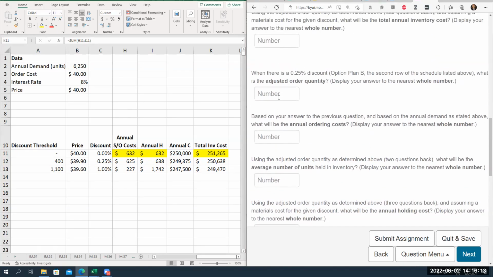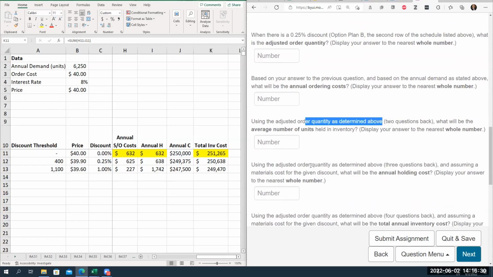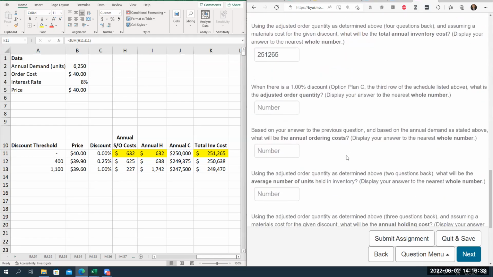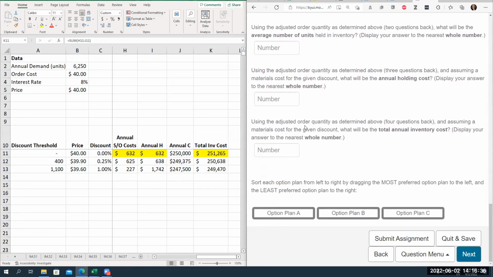I missed some of these other questions. What's the adjusted order quantity for Plan B? That's back over here. What is the annual ordering cost for B? We've covered all these calculations. This is just asking on Plan B, right? This is also Plan B, and this is Plan B. Does that make sense? And then this is all Plan C. So basically, we've done all the calculations for A, and it asks you the same questions for A, B, and C. Does that make sense?